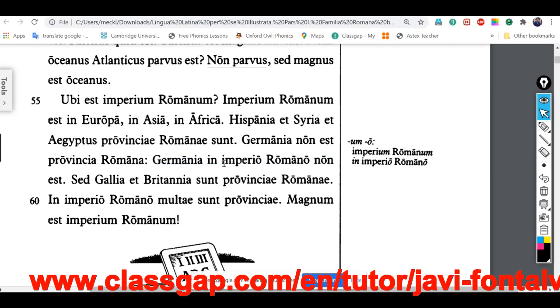Okay. No está, sí. So notice here, after this in, we say Imperio Romano instead of Imperium Romanum. So this is called declension. You're gonna see that in Latin, every noun is gonna change ending according to the position or the role in the sentence. We'll talk more about that later, okay? I'm just telling you so you be aware of this. Gallia et Britannia sunt provinciae Romanae.